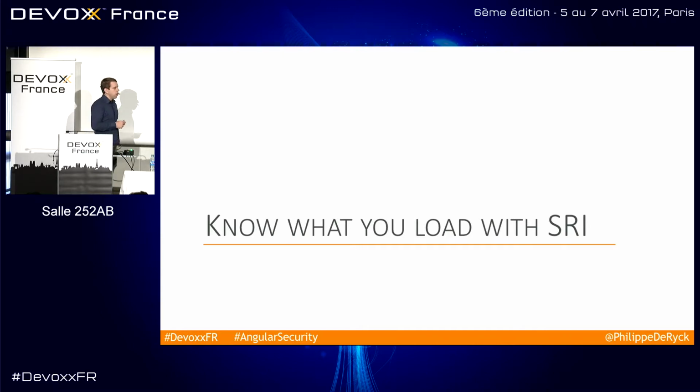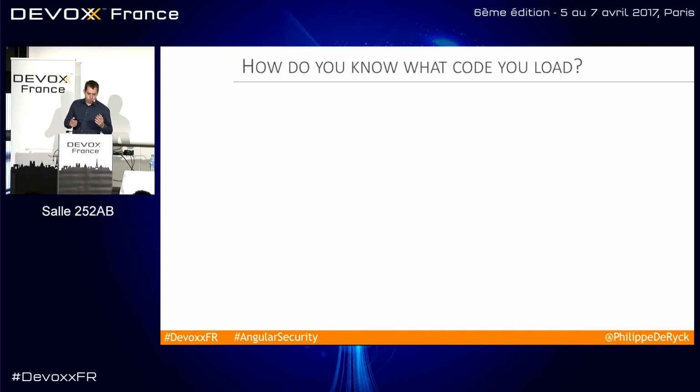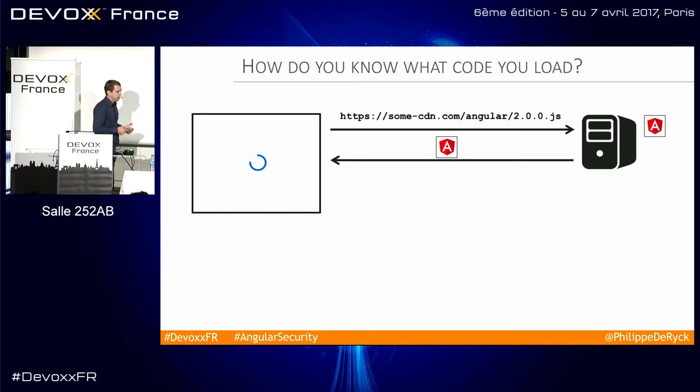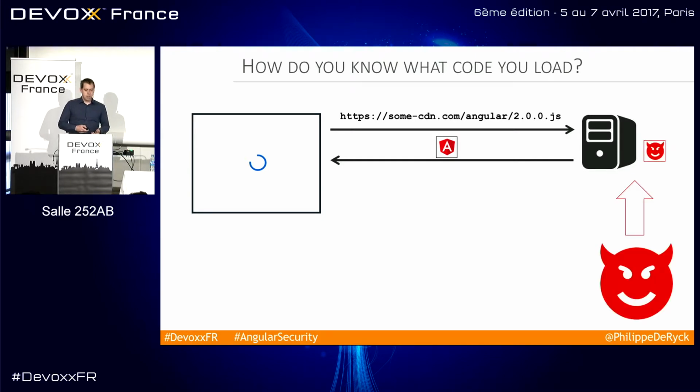The first topic I want to cover is SRI, or Subresource Integrity. This is a mechanism that allows you to determine what code you're loading. If you're loading the Angular library, like I said before, the only thing you have is the file name. So you tell the CDN, I want to load something that is called Angular / whatever version.js. And you get a file back, and this is an Angular file.